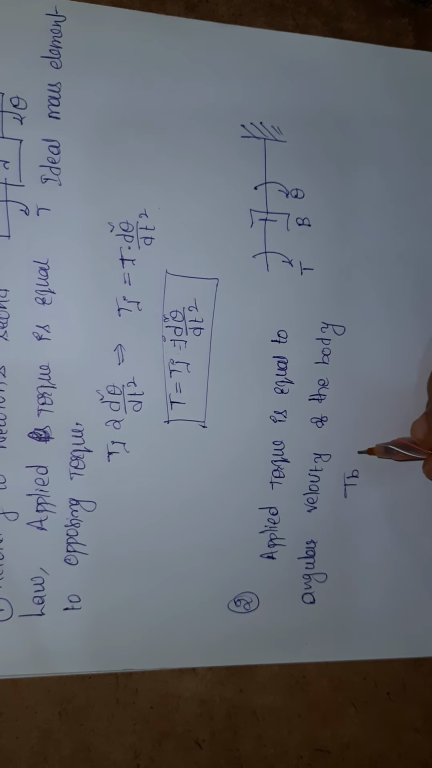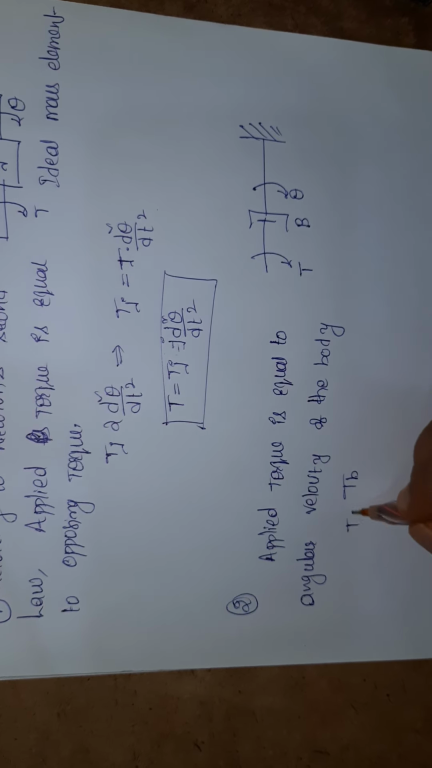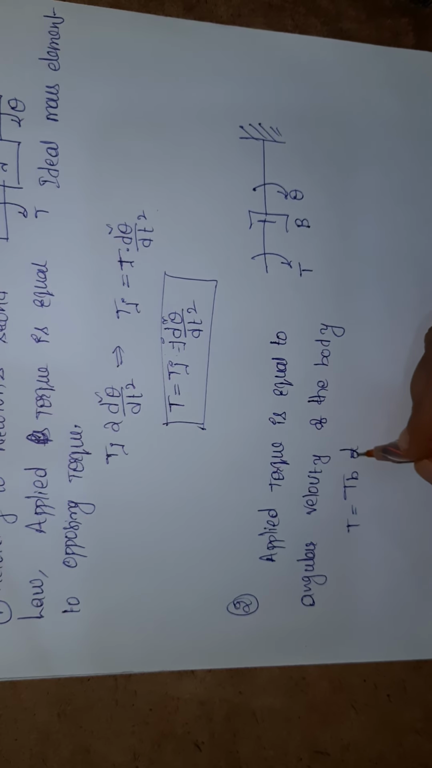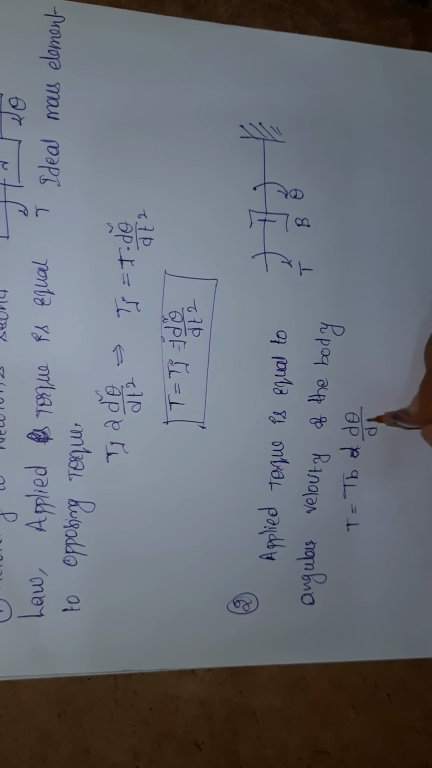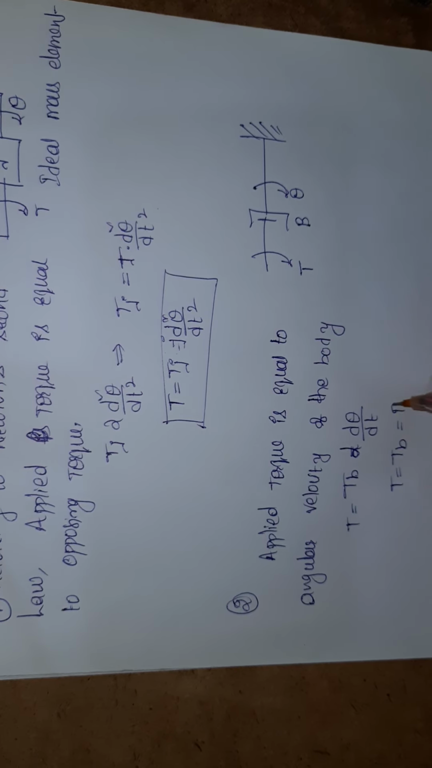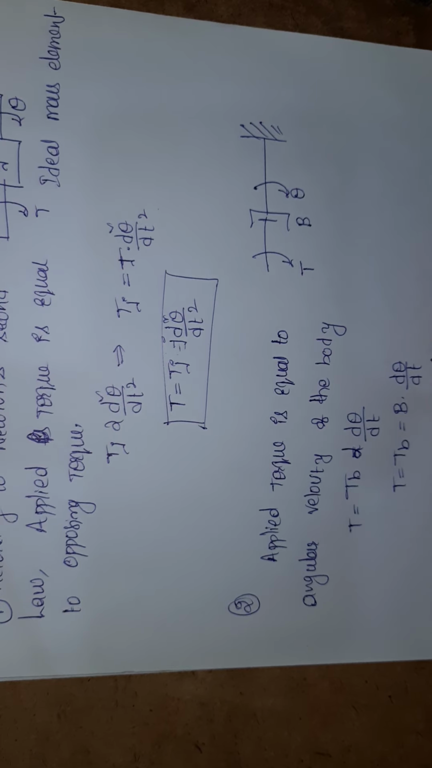TB is the opposing torque, or applied force is equal to opposing force, which is directly proportional to d theta by dt. If I remove this proportionality constant, I will get B into d theta by dt.